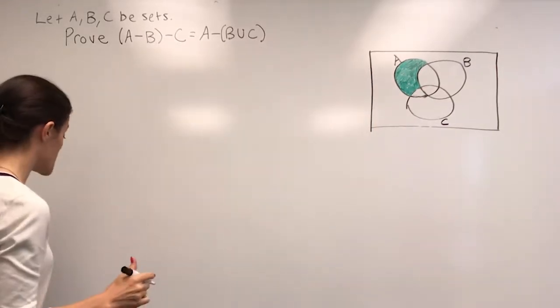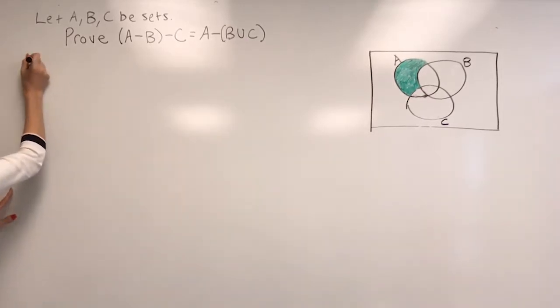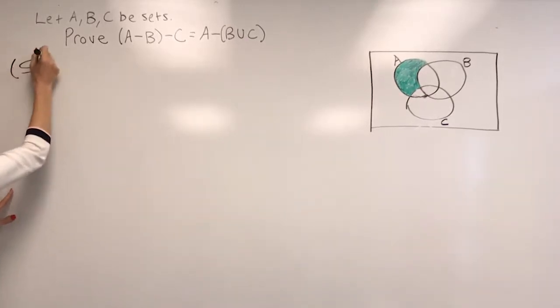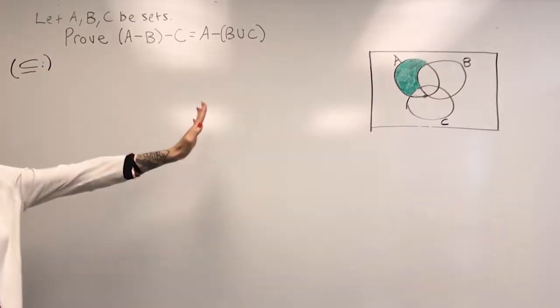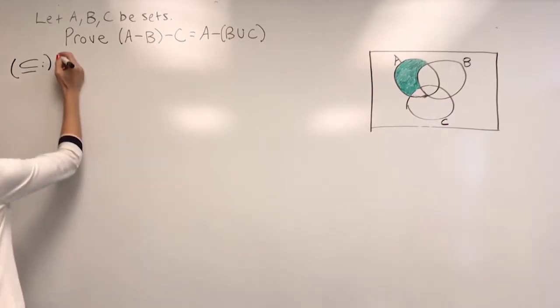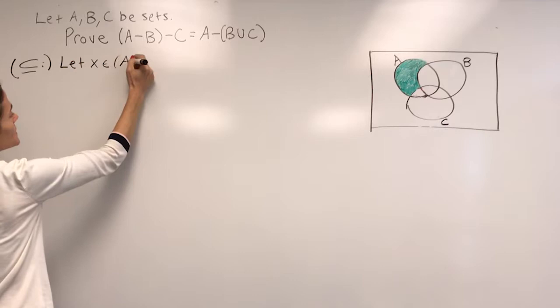So I will first, to prove equality of sets, I need the subset in one direction, and then I need the subset in the other direction. So going in this direction, we will let x be in this.